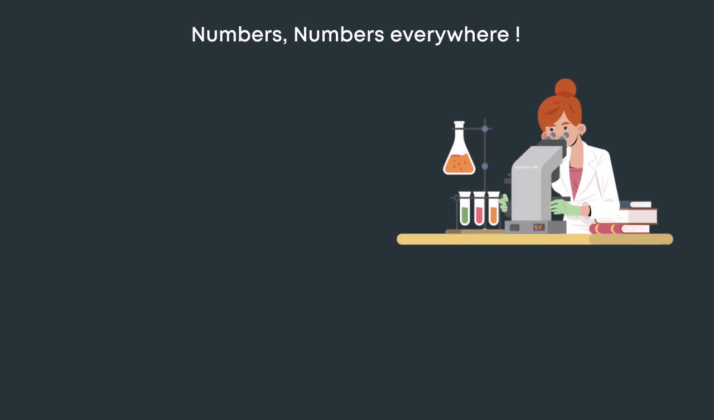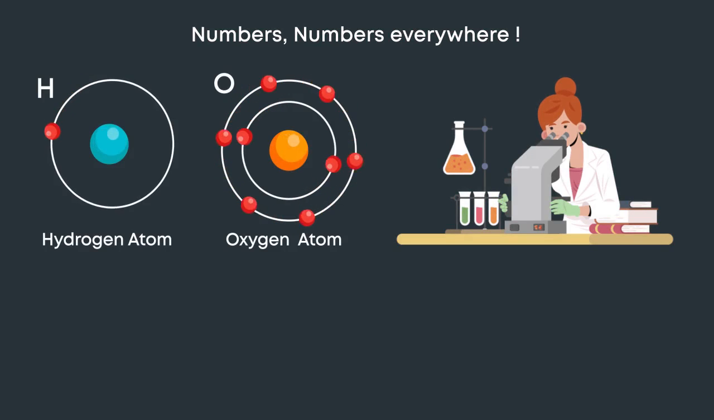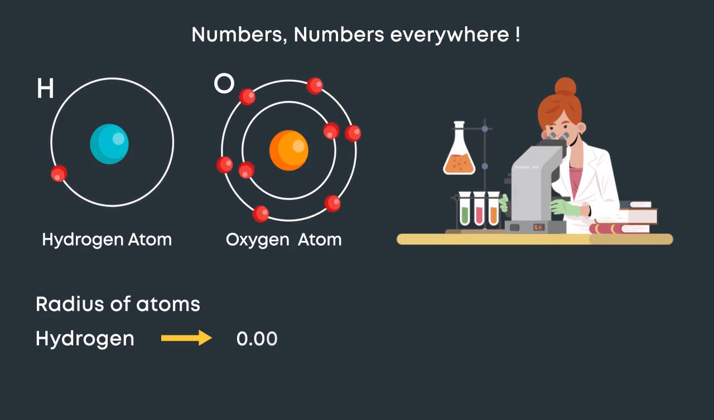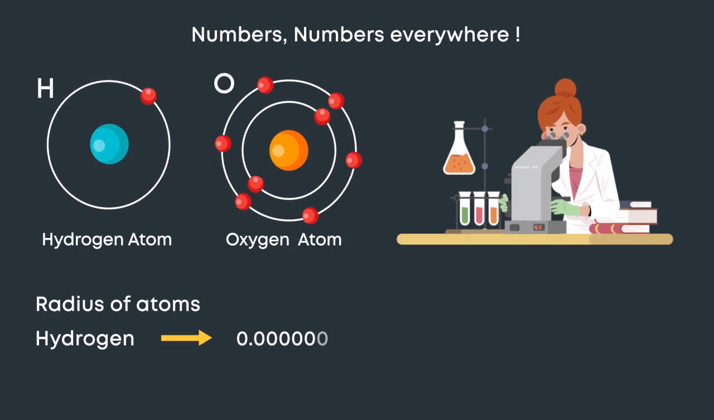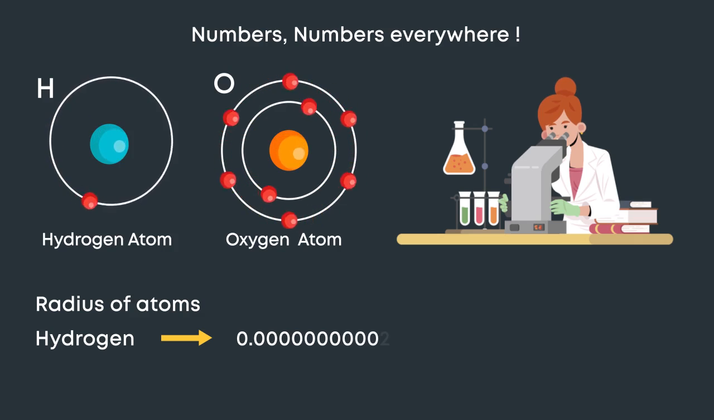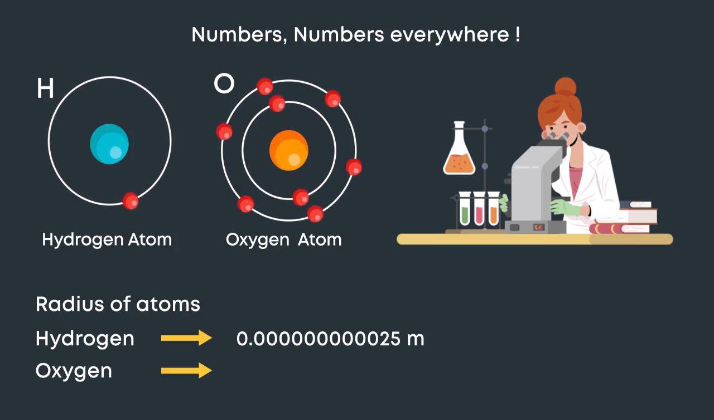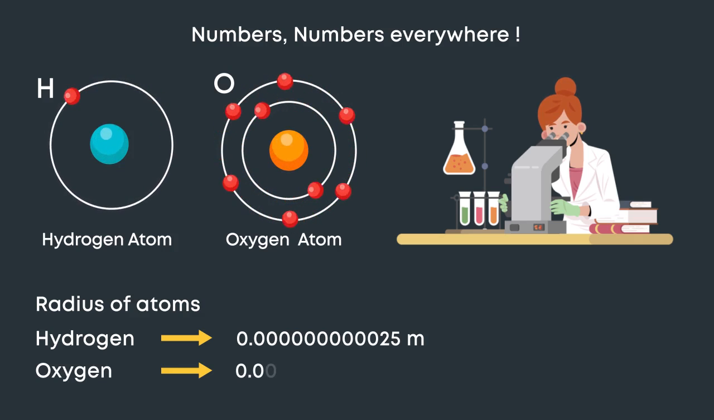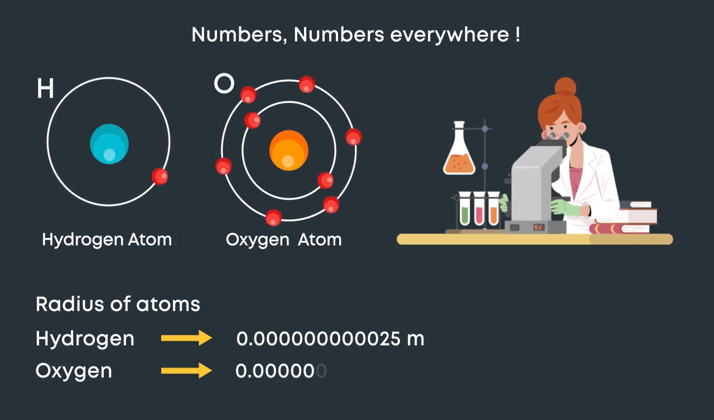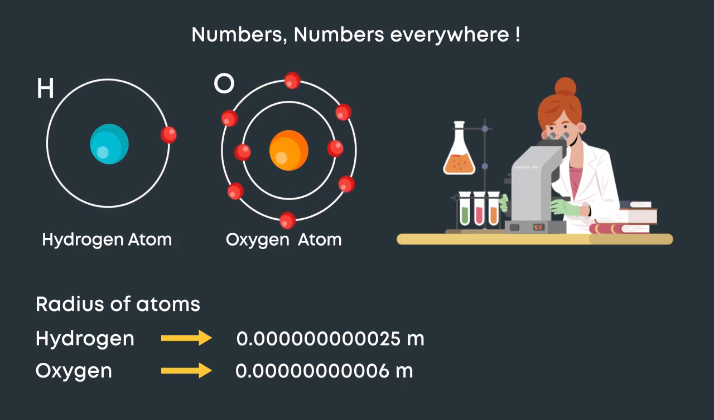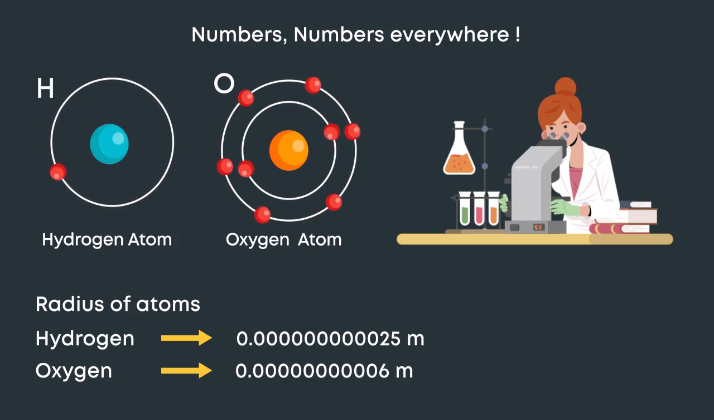I am Pooja. I study about atoms. The radius of hydrogen atom is 0.0000000025 meter. The radius of oxygen atom is 0.0000000006 meter. Which atom is smaller in size?